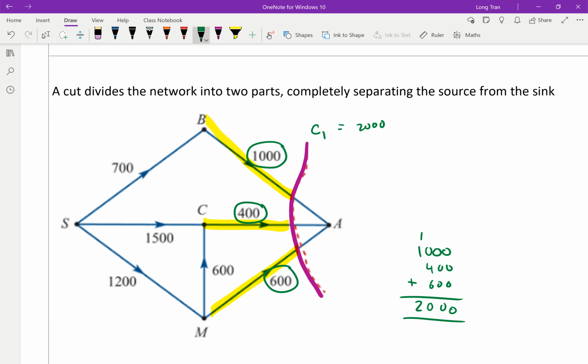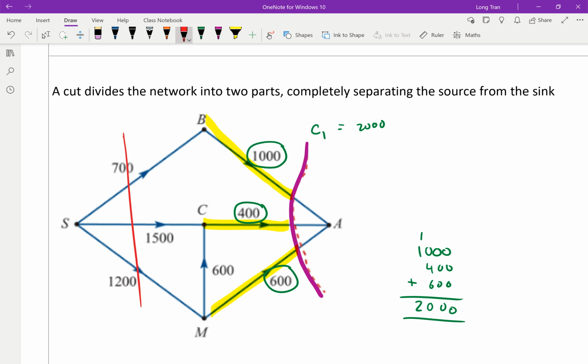Then you have to figure out multiple cuts. Of all the possible cuts, your aim is to find the minimum cut, because the one with the smallest total number is the maximum flow. That's the theory. So I can do another cut. If I do that cut, I'm touching edges S to B, S to C, and S to M. So these are my three cuts.